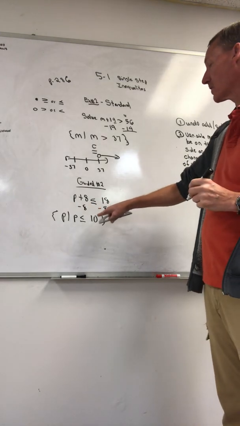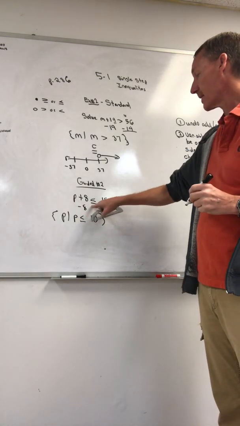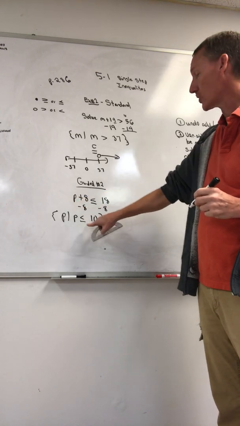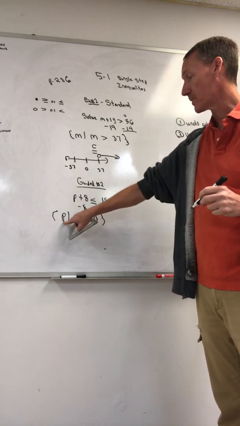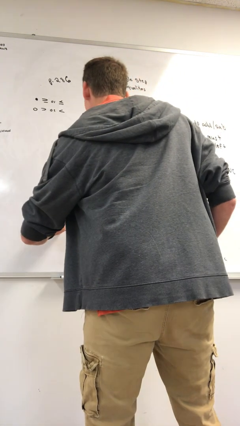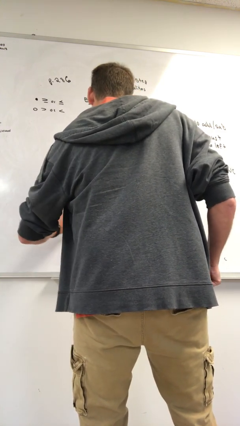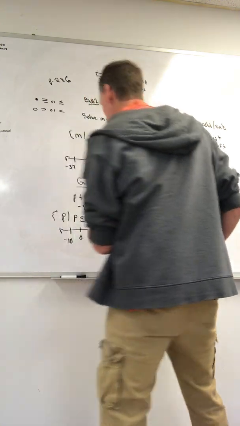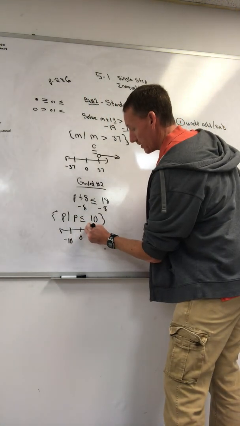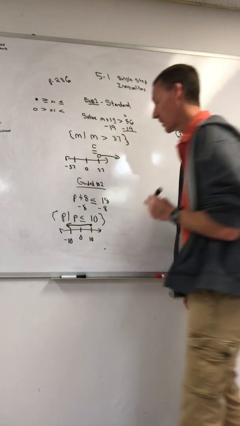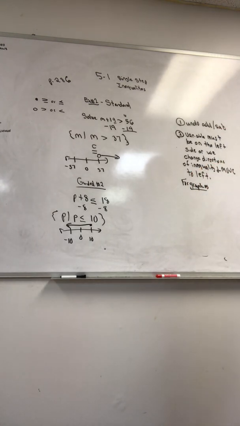Subtract 8 on both sides. We get 10. P is less than or equal to 10. It's already on the left. I don't need to change direction. Same direction. Set notation. Graph it. 10, negative 10, and this is a closed dot since it's less than or equal to. So the graph will point to the left.